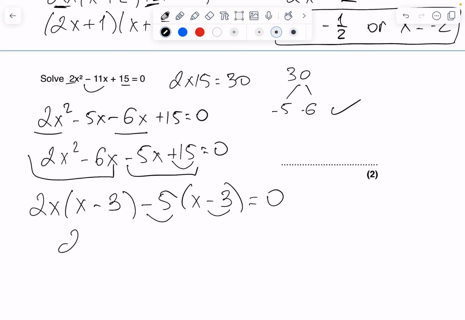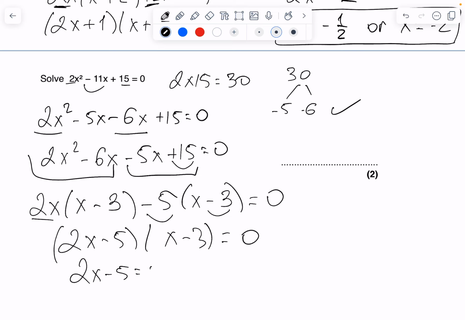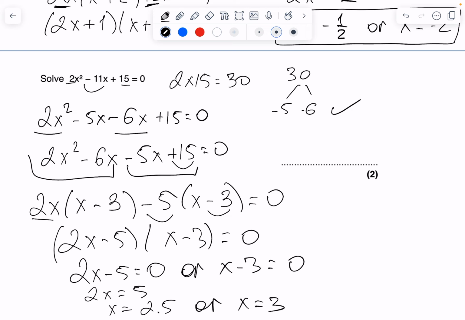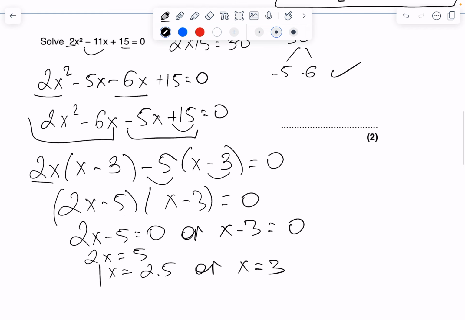And then 2x minus 5 times x minus 3 equals 0. And then make each equal to 0 to solve. So it will be x equals 2.5 or x equals 3. And that is the final answer. That's it.